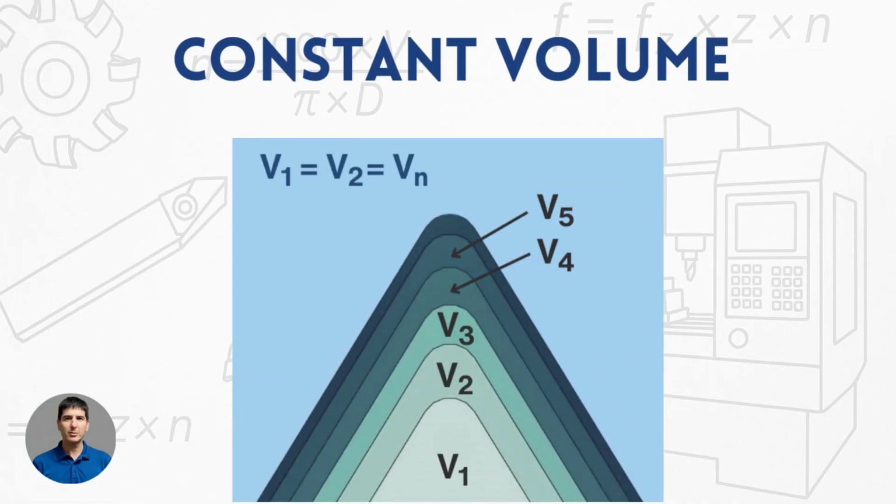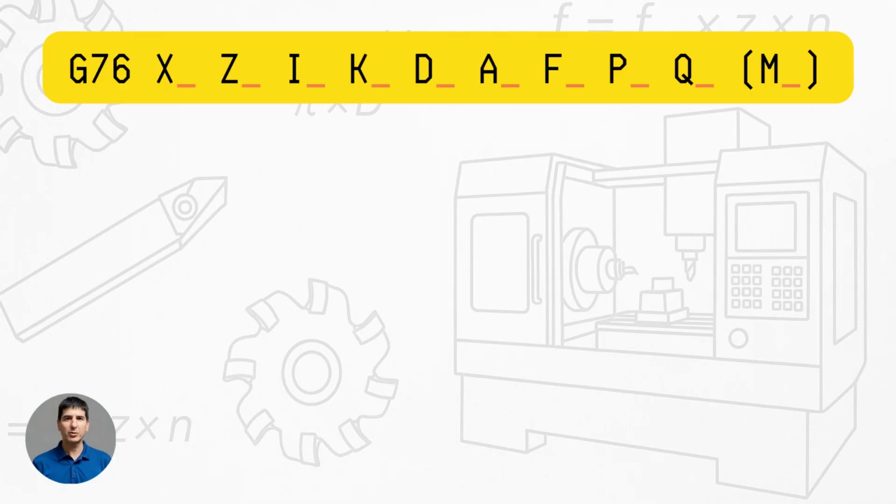The constant volume method decreases the depth in each pass to maintain consistent chip load. This uses more complex calculations, but the result is a shorter cycle time with fewer passes and less vibration. The disadvantage is problematic chip control in later passes, as the depth becomes very small. You can find the relevant formulas on the Machining Doctor website, and I will leave the link to it in the description. Up till now, you got the information to properly select parameter P.